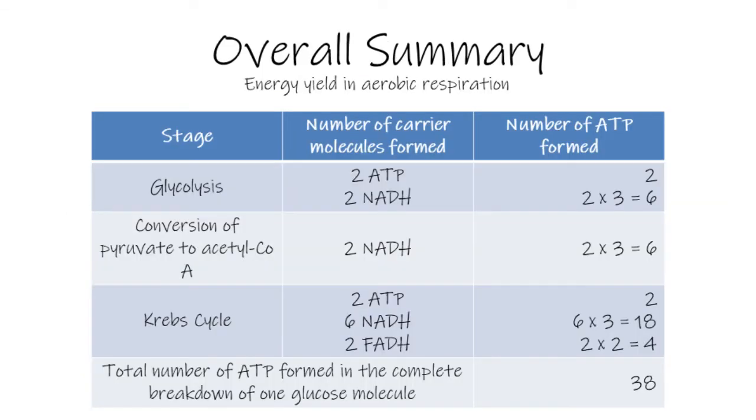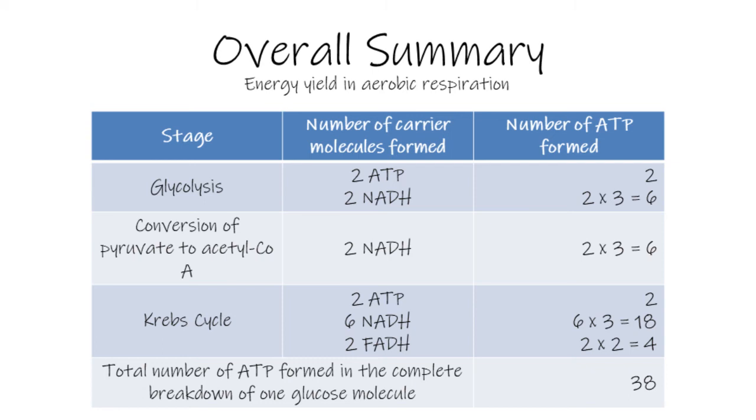Now, let's talk about the overall summary of aerobic respiration. The energy yield in aerobic respiration. In aerobic respiration, part of the energy released is stored in ATP, NADH, and FADH. The energy stored in NADH and FADH is finally transferred to ATP during oxidative phosphorylation. The total number of ATP formed per glucose molecule is summarized here.